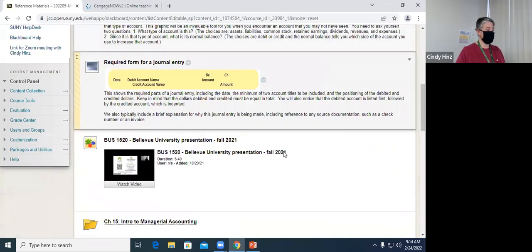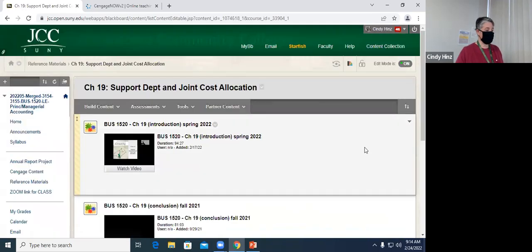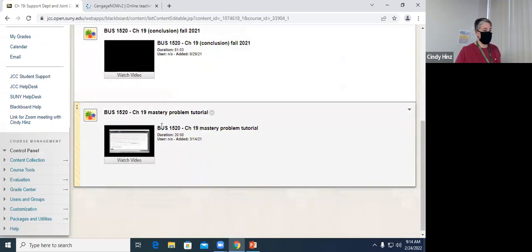Looking at the reference materials for chapter 19, you'll notice that there is a tutorial for the mastery problem, as there has been for the last couple chapters. So this mastery problem is also a little bit more challenging. I think after this, they get a little bit easier or less comprehensive in nature, maybe. There's just not so much to them. I think this is maybe the last chapter that it's kind of an overwhelming problem.